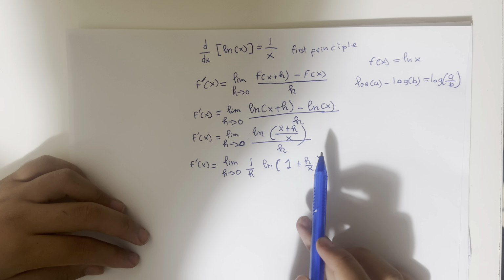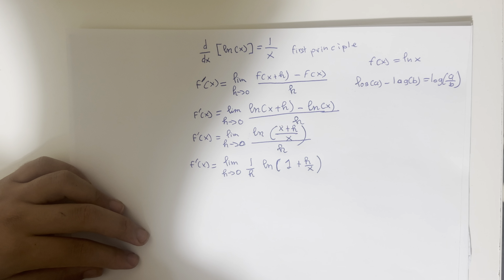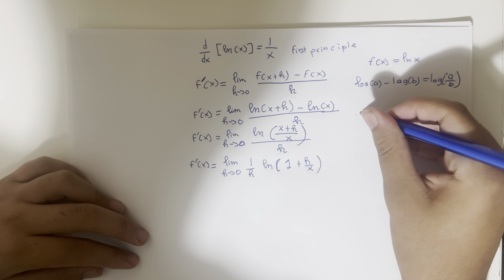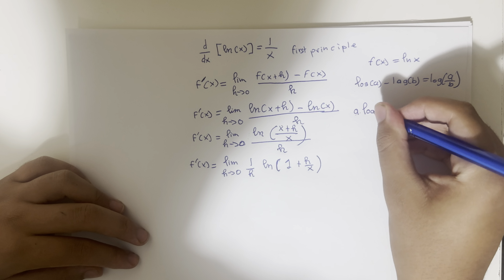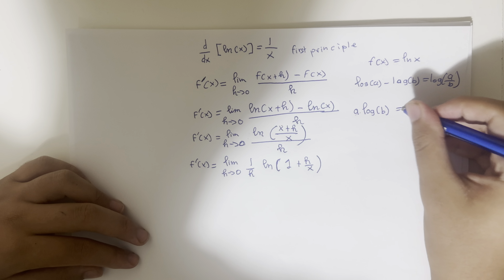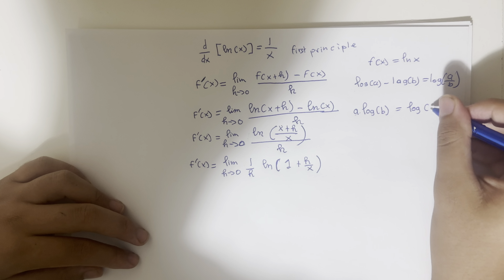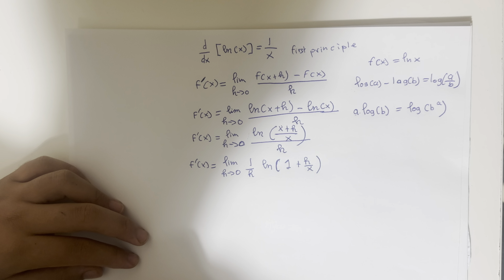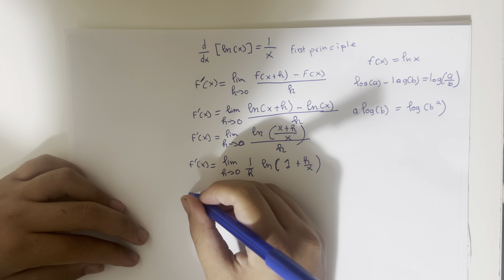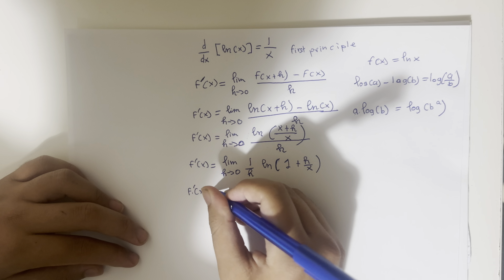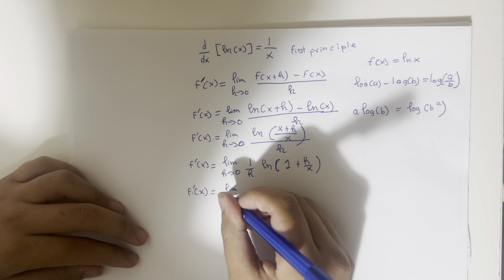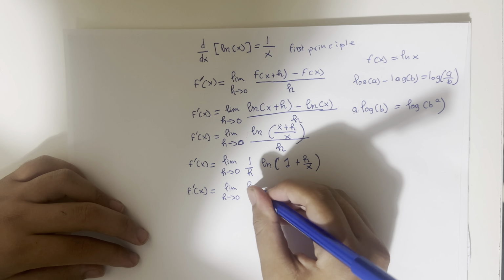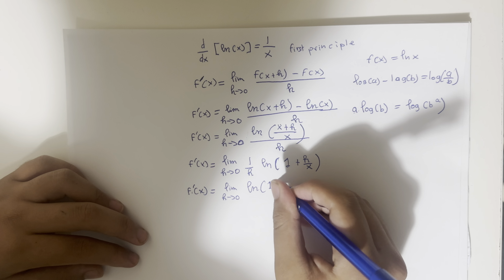Now we're going to recall a logarithmic property that says if we have, let's say, a times the log of b, this is equal to the log of b to the a. And so we're going to use that property right here with 1 over h. We're going to put that in our exponent. So we have f prime of x is equal to the limit as h approaches 0 of the natural log of 1 plus h over x to the power of 1 over h.